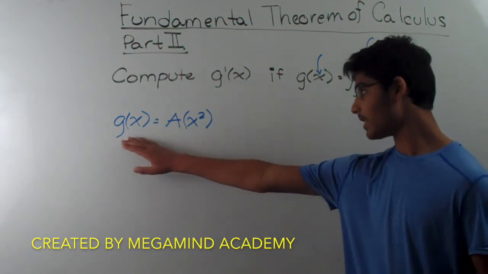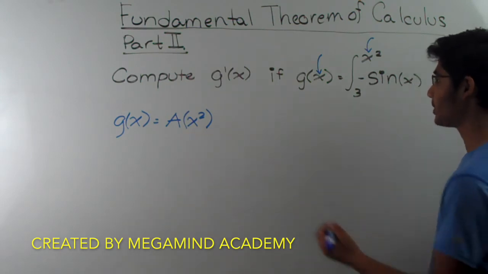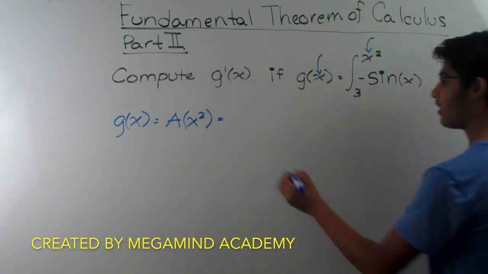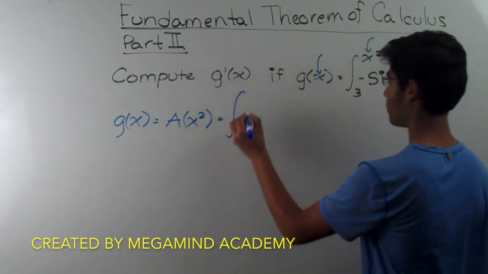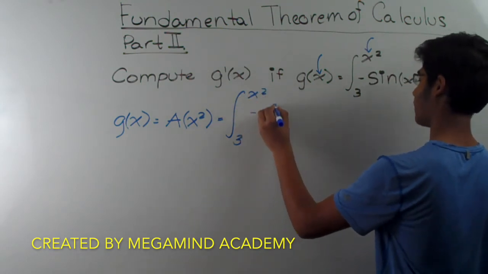We know that we can set g of x to some different function a of x squared, which would be equal to what g of x is equal to, which is the integral from 3 to x squared of negative sine of x.